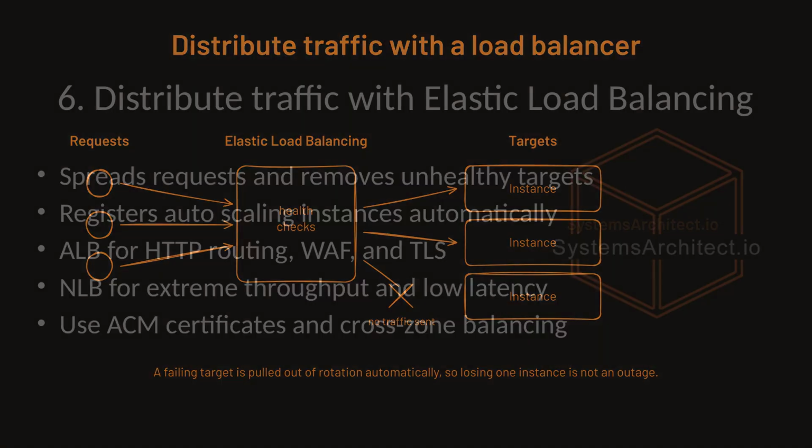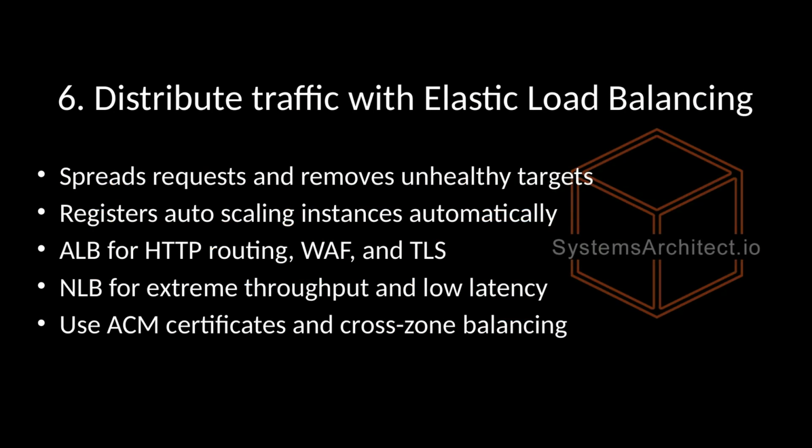Application Load Balancer works at the HTTP layer with path and host routing. Network Load Balancer works at TCP and UDP for extreme throughput. Terminate TLS with a certificate from AWS Certificate Manager, which renews it for you.